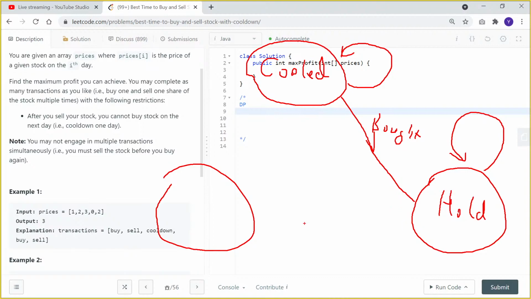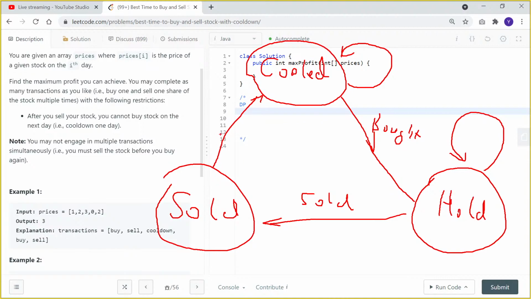Then after hold, you can also have another state called sold. Sold can only last one day. So you can go from hold to sold, but sold cannot point to itself because the next day after sold it will be cooled, so sold will go to cooled. So this is the plot of the state transition. It's quite clear we need to have three states.